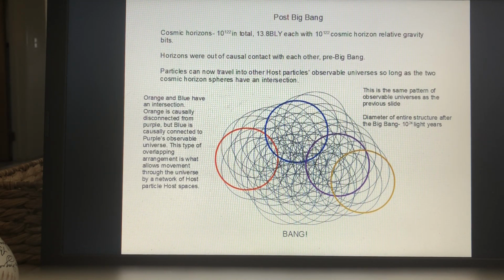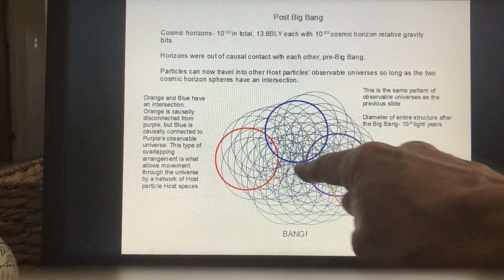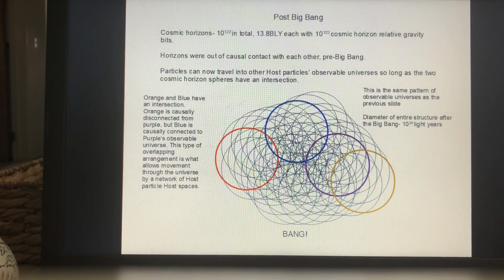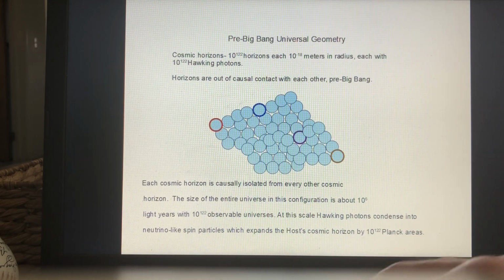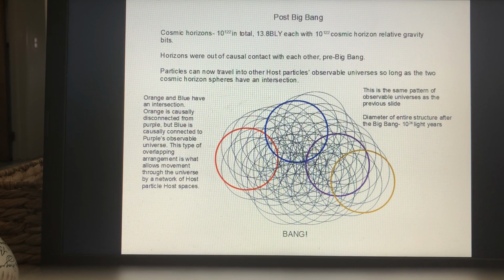So now these horizons have grown, and it's not to scale obviously, but these horizons will grow from something very small to something very large. And here we see that those universes that were previously out of causal contact with each other are in causal contact. You can see now that orange is in contact with blue, blue with purple, and purple with gold. This is the same pattern as we had on the previous page. Exact same pattern. All we did was expand the horizons.